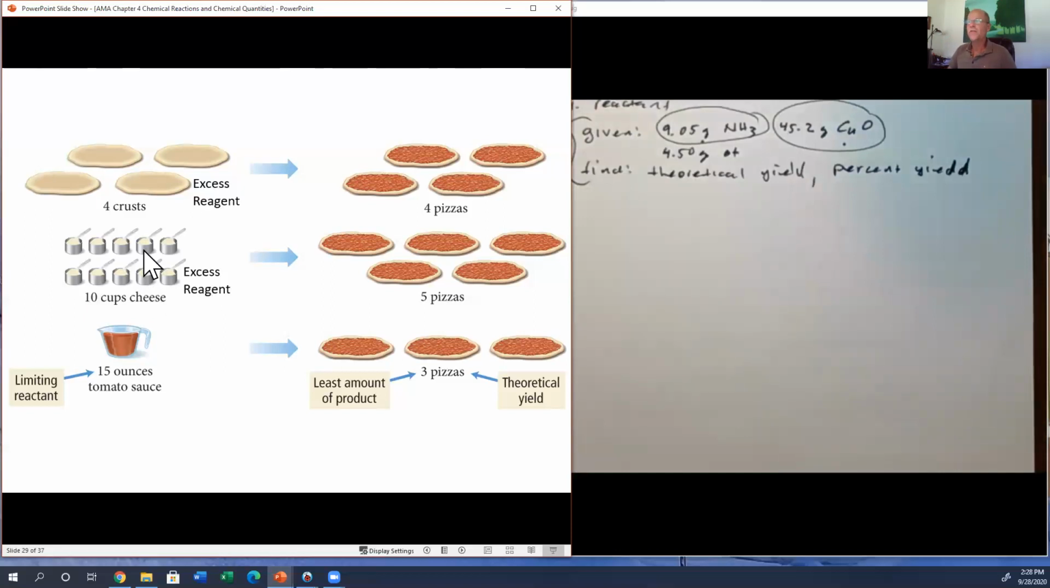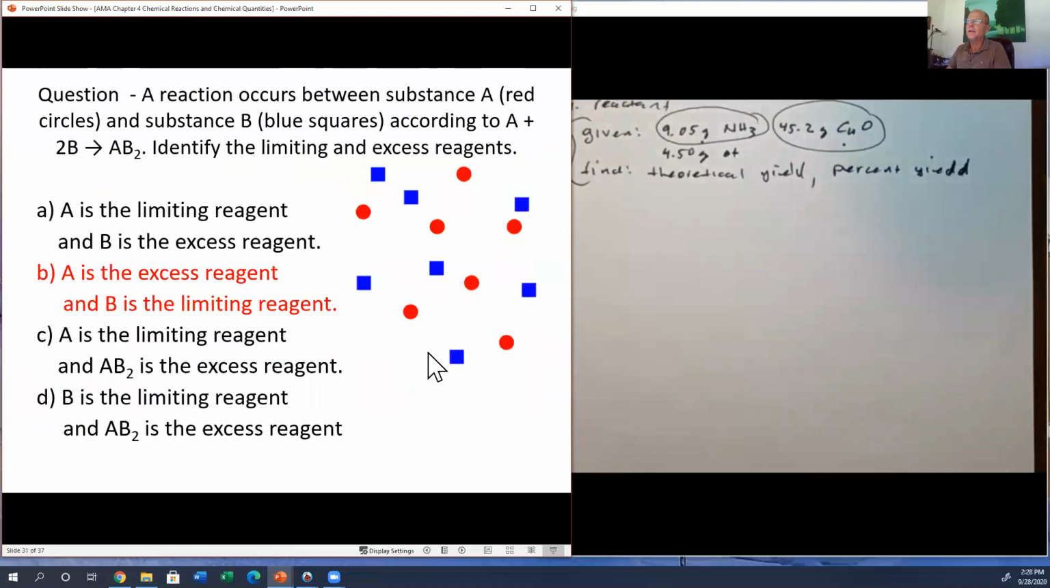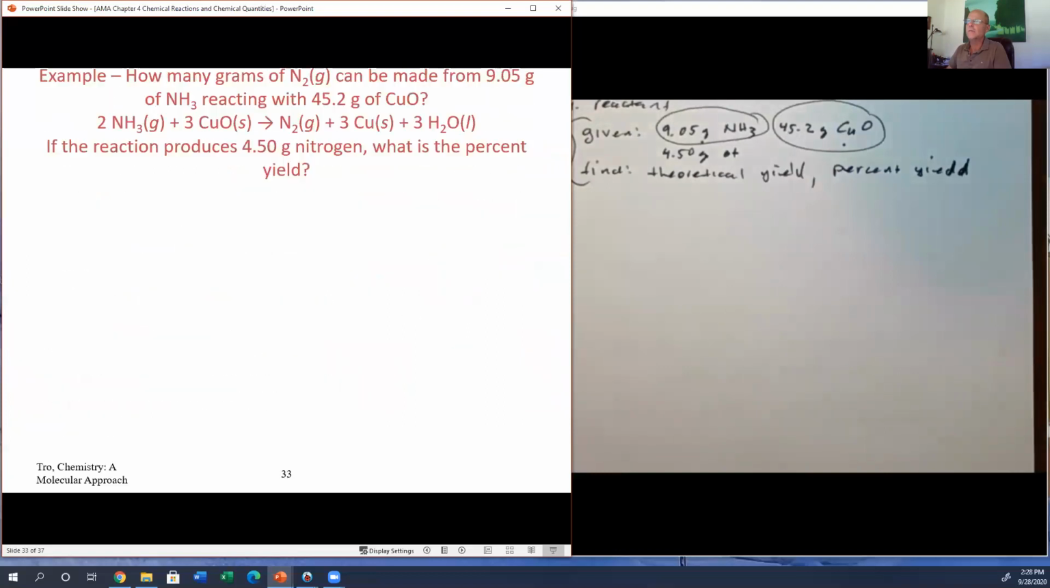And I'm trying to find the theoretical yield. I'm trying to figure out, okay, how many pizzas can I make? In this case, though, it's not pizzas, right? It's a chemical reaction. So it's how much nitrogen can I make, right? How much of this can I make?